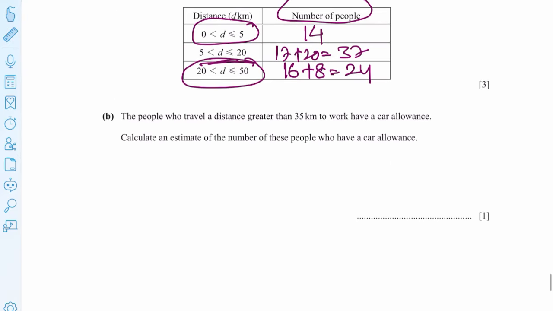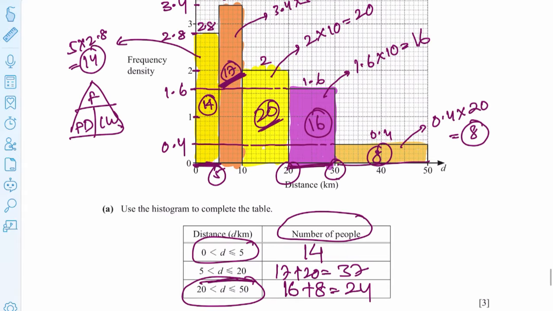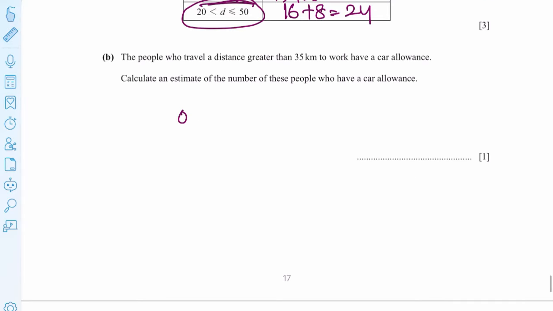Next is, find the number of people who travel distance greater than 35 to work, have a car allowance. Okay, greater than 35, what does it mean? Let me rub this one, this is 35, right? So it is asking about this area. Greater than 35 means it is asking about this area. Easy. Height we have 0.4 and class width we have what, 35 to 50 will be 15. So 0.4 times 15, and this answer will be 6. That means estimate the number of people, 6 people who have a car allowance. Did you get it, everyone, clearly?